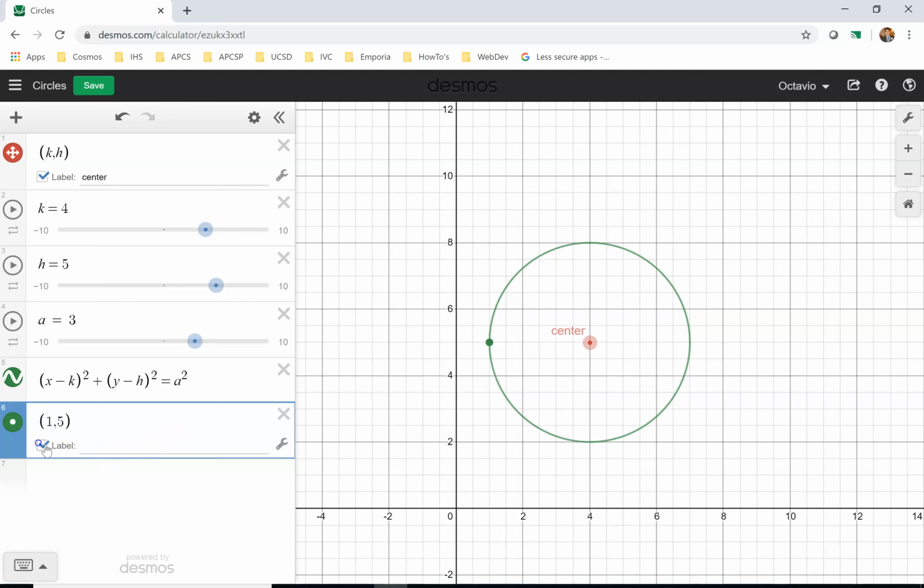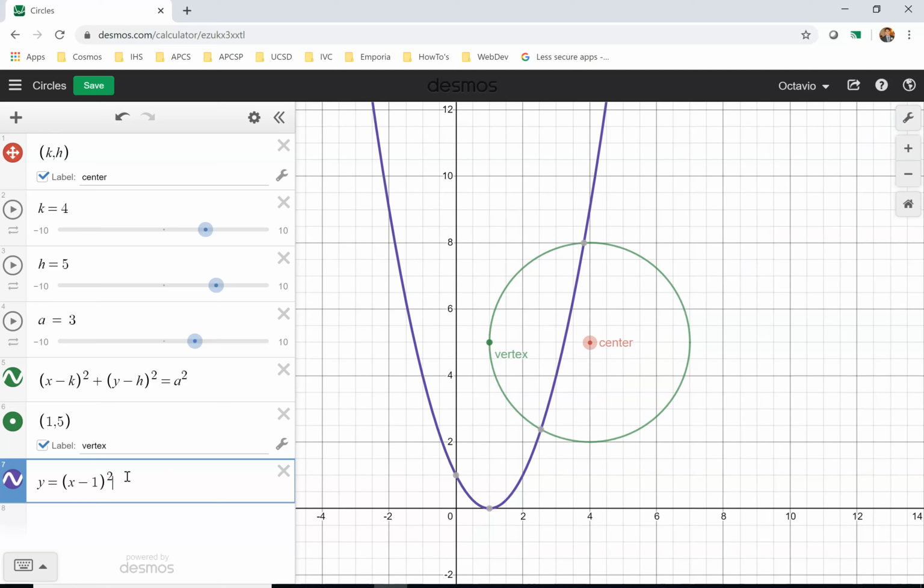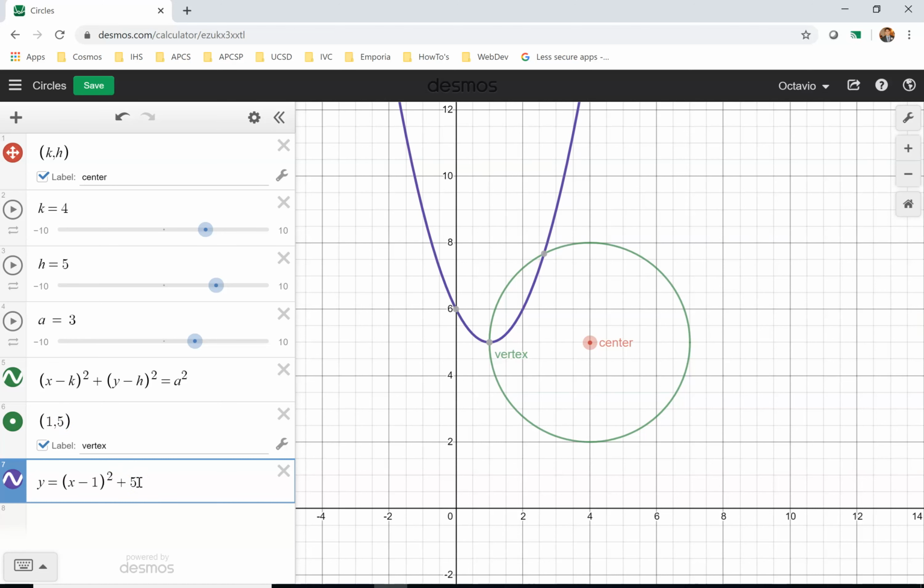I'm going to label this as a vertex of the parabola. And recall that for parabolas, the general equation is y equals, and then x minus h, which is the x coordinate. That would be a 1. And then we square that. And then plus k, which again happens to be the y coordinate of the vertex, so that would be a 5. And if you don't recall this, just take a quick look at our video on parabolas.